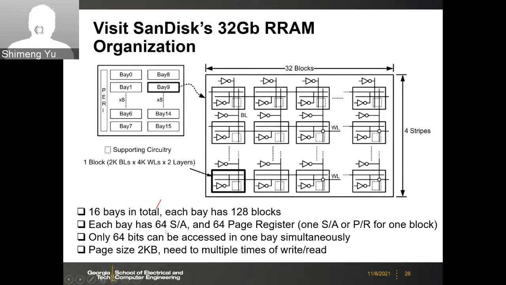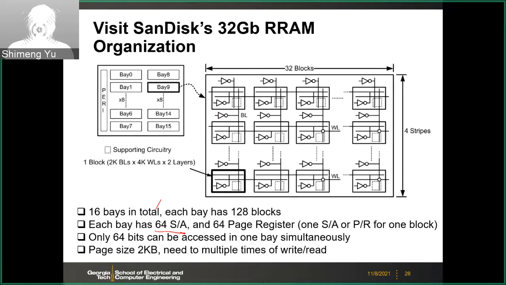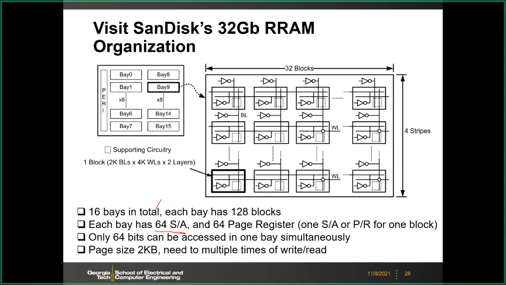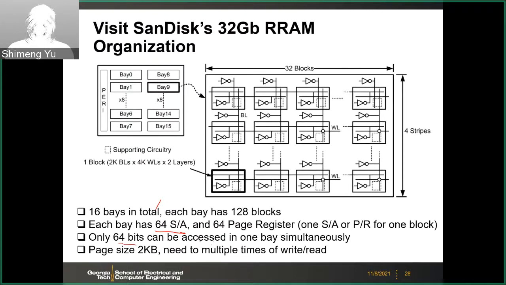Here are just some dimensions, and each bay has only 64 sense amps. So only 64 bits can be accessed simultaneously because we only have 64 sense amps at the bay level, or bank level. The page size is 2 kilobytes, so you need multiple read or write operations, because every time you only get 64 bits, but your I/O interface is 2 kilobytes for one page. So you need to spend a lot of time.